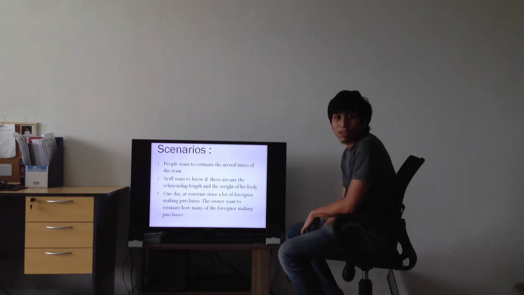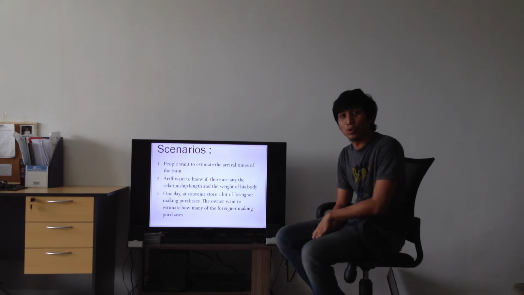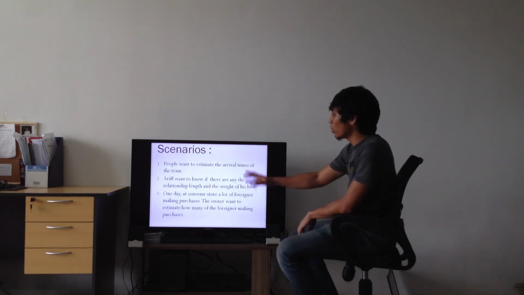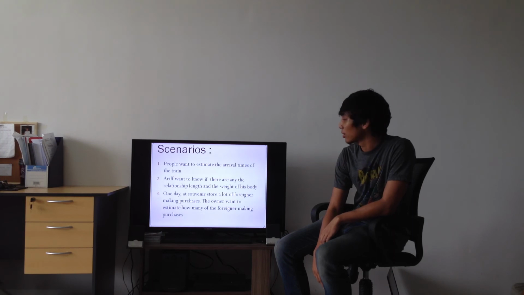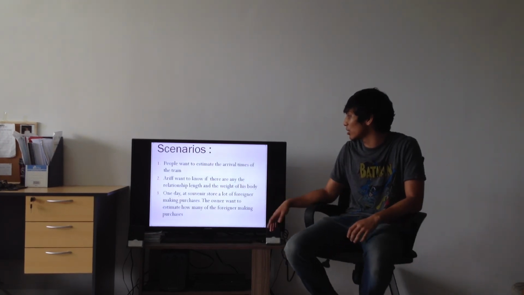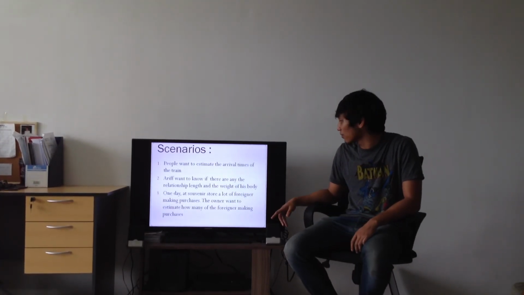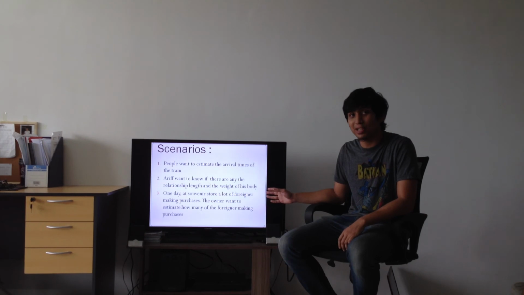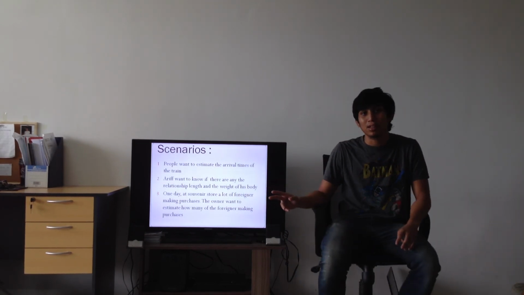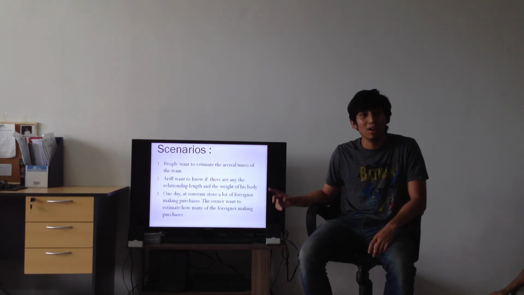As we know, standard normal can be used in everyday life. So these are the scenarios that we chose to explain to you. First, people want to estimate the arrival time of the train. You can use the standard normal distribution. Second, a researcher wants to know if there is any relationship between the length and the weight of the body. And the last one is, one day at a convenience store, a lot of foreigners make purchases, and the owner wants to estimate how many foreigners make a purchase of souvenirs that day.